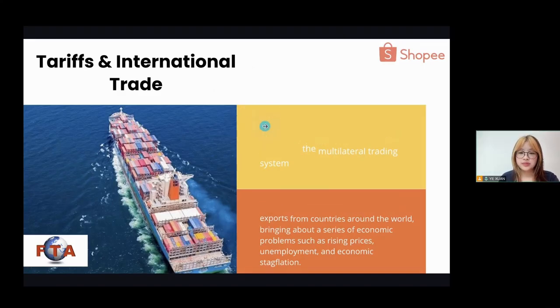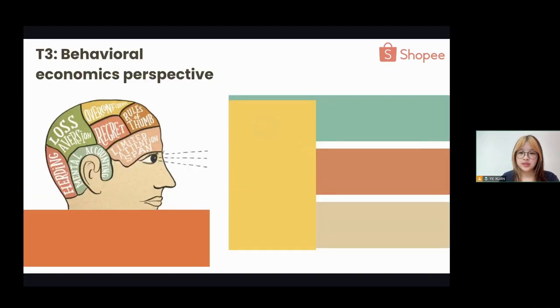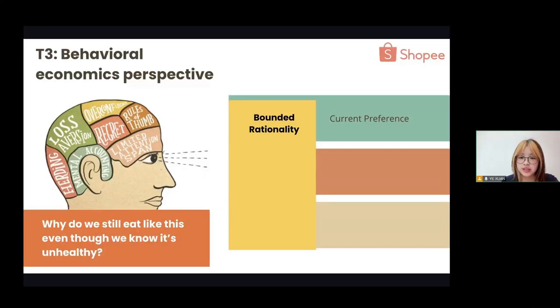Now let's zoom to the micro level, to see how behavioral economics explains our irrational choices. Why do we choose unhealthy food despite knowing they are unhealthy? Bounded rationality states that individuals cannot always make the most rational decision. For example, when it comes to food choice, many people are focused on the present, often influenced by current preference and instant gratification, while ignoring the long-term benefit of healthy choices.